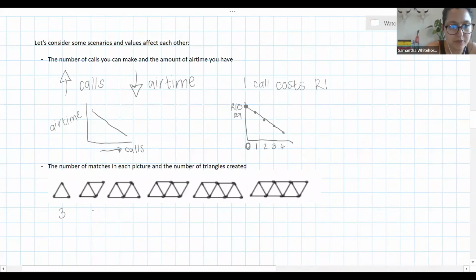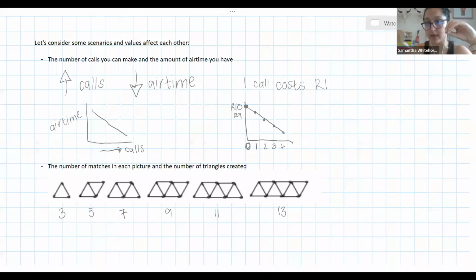Okay, so if we have a look here, just generally, the first picture, I've got 3 matchsticks. The second one, I've got 5. The third one, I've got 7. And as I keep going, obviously, I'm going to have more matchsticks. So that would be 3, 5, 7, 9, 11, 13. Okay, so what we see, hopefully, is that the more matchsticks I have, the more triangles I can create or I can draw. So, Mukhadi, do you agree with that? Or do you want to add to it?